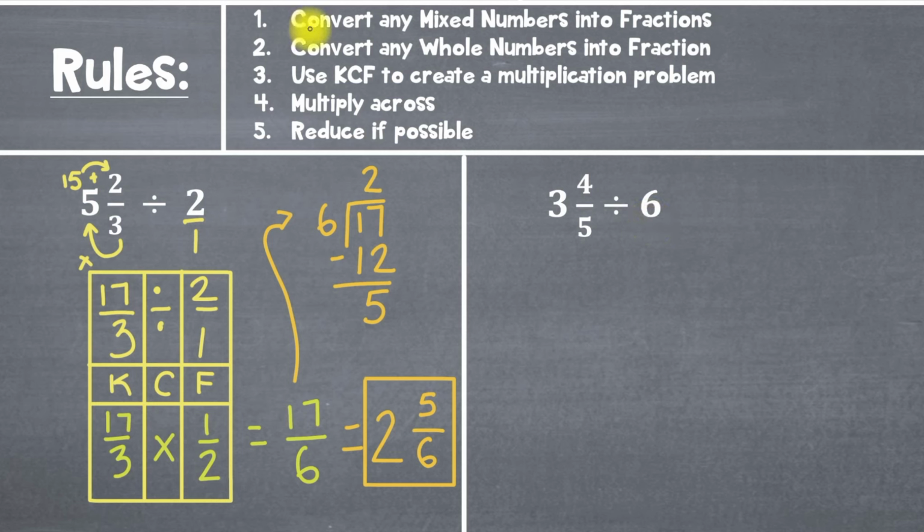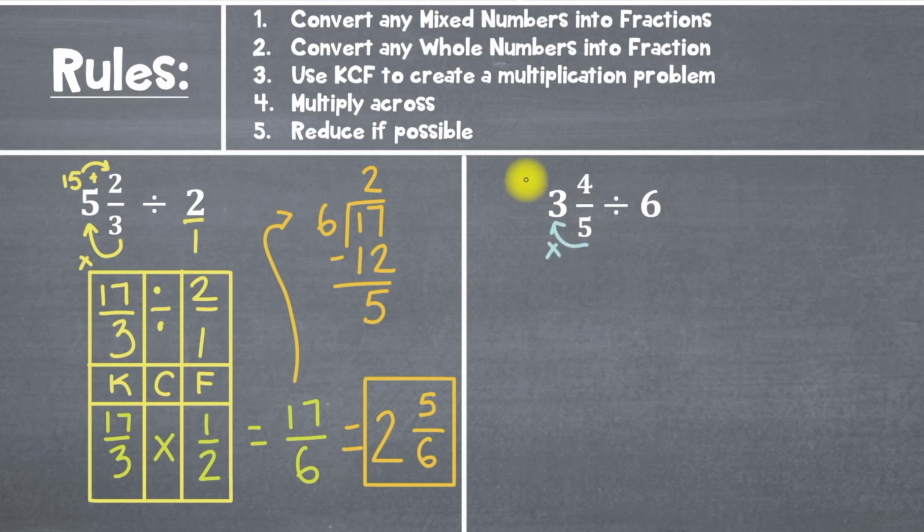Rule 1 says to convert any mixed number we see into a fraction. Well, that's a mixed number, and we need to convert it into a fraction. We can't divide anything that's not a fraction. So, just like we did in the last example, we'll follow the steps that we need in order to make this improper. First, we'll take our denominator and multiply it by our whole number. So we'll multiply 5 times 3.